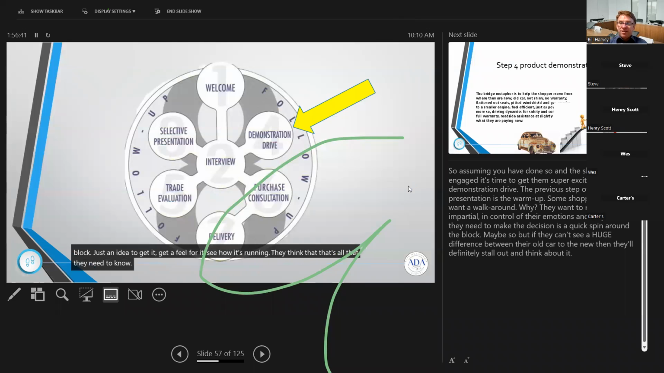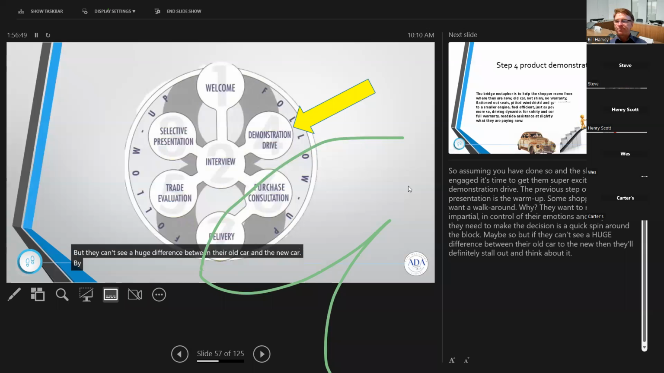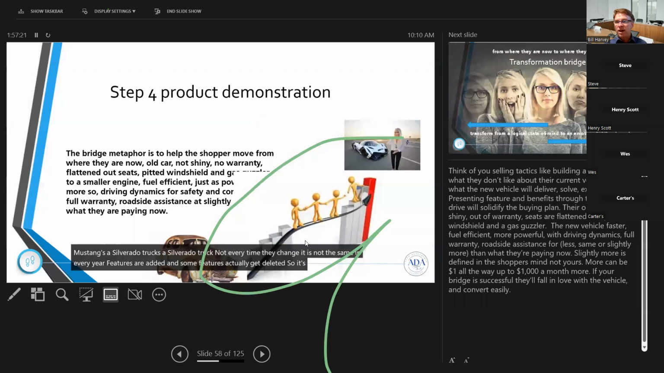That may be so, but they can't see a huge difference between their old car and the new car by just going for a quick spin around the block. And of course, you really can't demonstrate some of the outstanding features, especially if they're coming out of the exact same product. Now, it may not be the same model. Your model may have been upgraded, which they're thinking to themselves, it's the same product. A Jeep's a Jeep, a Mustang's a Mustang, a Silverado truck's a Silverado truck. Not every time they change it, it is not the same. And every year, features are added and some features actually get deleted. So it's always best to walk them around.